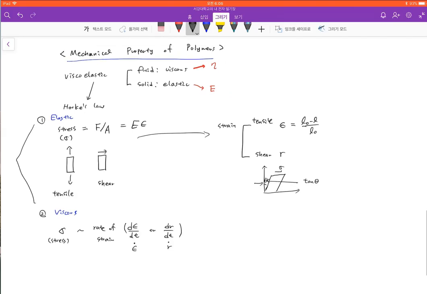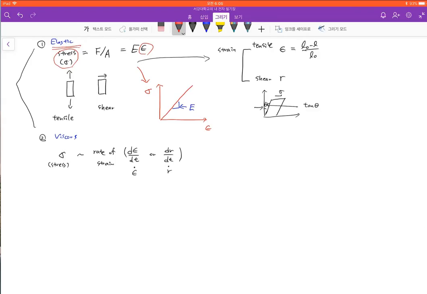So we need to consider both elastic and viscous behavior of the polymers, since polymers are viscoelastic. First, elastic behavior. Stress is proportional to strain. So if you plot stress as a function of strain, it will show relatively linear behavior, and the slope is given by Young's modulus. Very simple.